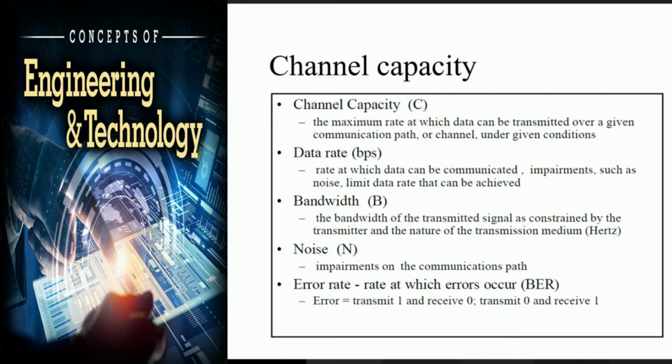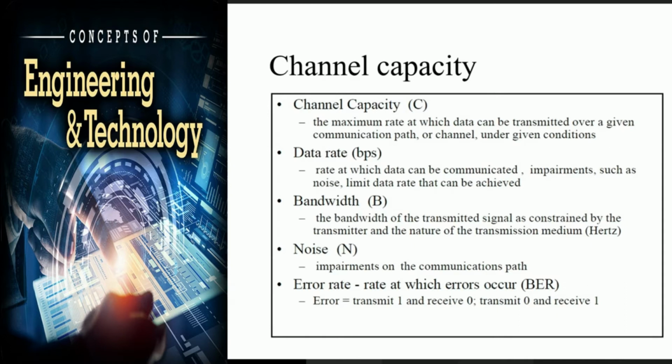The channel capacity gives the maximum rate at which data can be transmitted through a particular communication path. So based on the channel capacity, we will be transferring the information. This also needs to be considered for specific conditions.